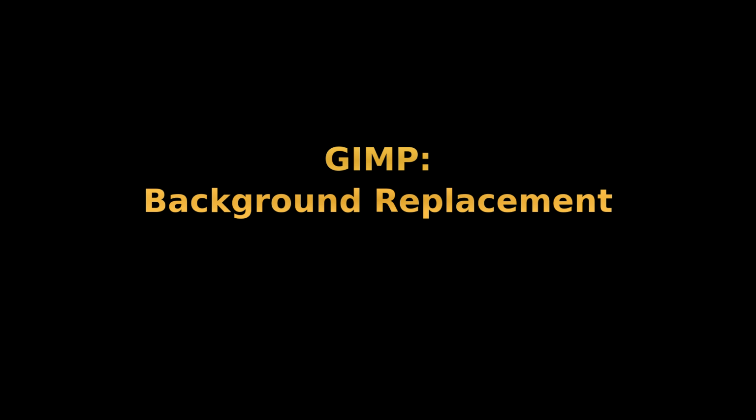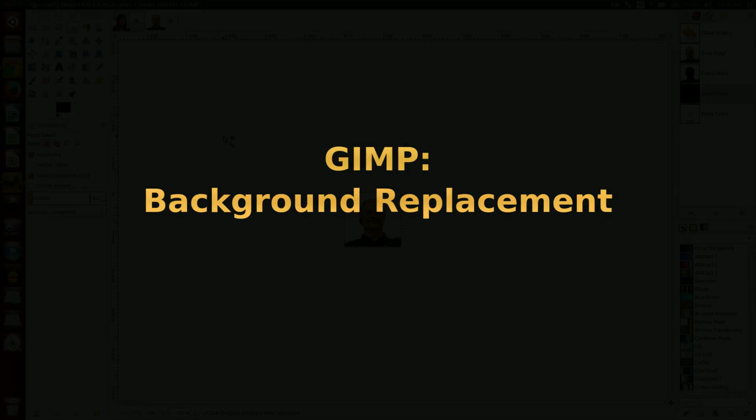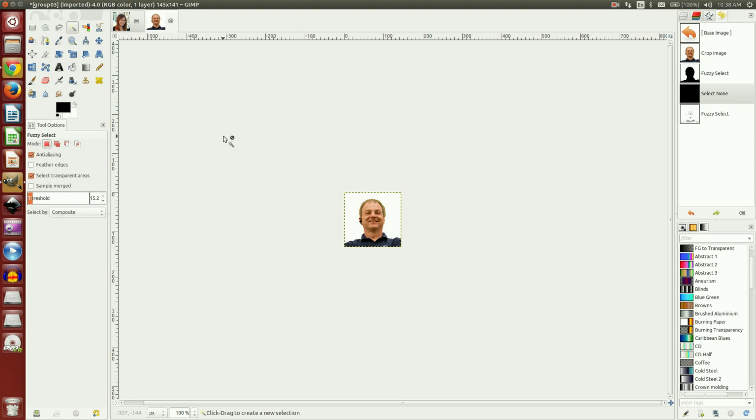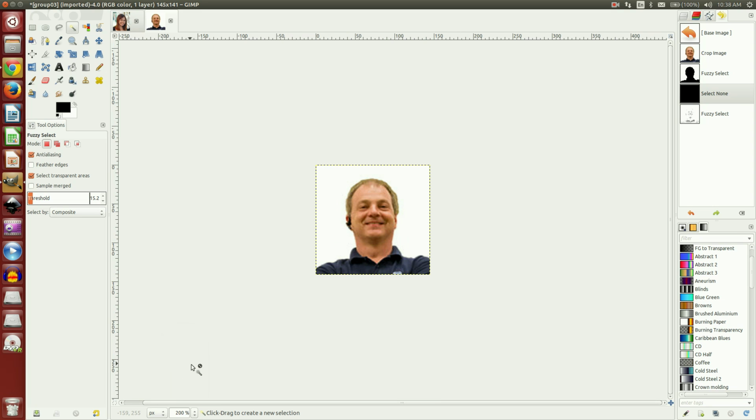Background replacement in GIMP. Replacing the background is not that difficult to do. On the first image, after having cropped out the people, let's next take it up to 200% view. You can see it's a little bit fuzzy. That's okay for what we're doing.